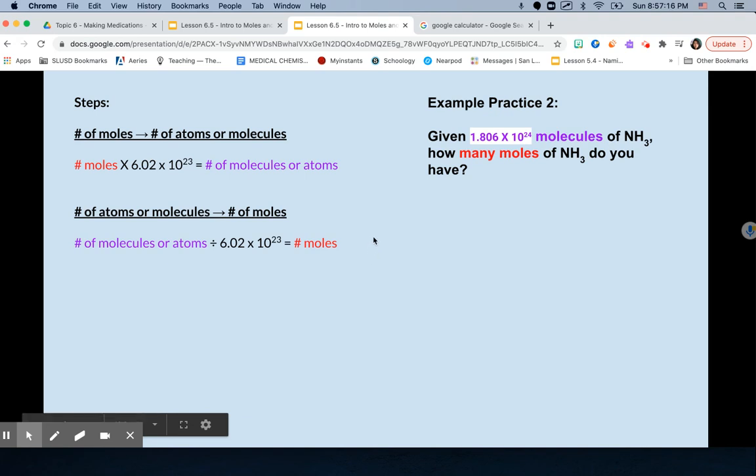Okie dokie. So what if I have this particular example given 1.806 times 10 to the 24th molecules of NH3? How many moles of NH3 do we have? So here, what are we given? And what are we trying to find?